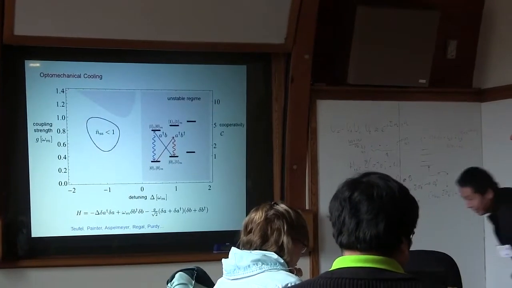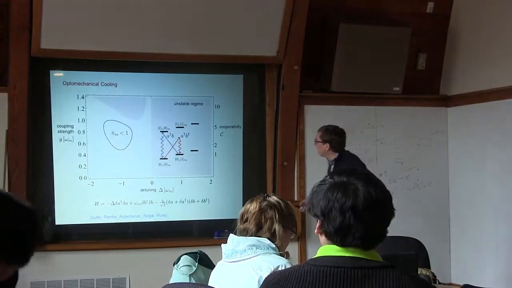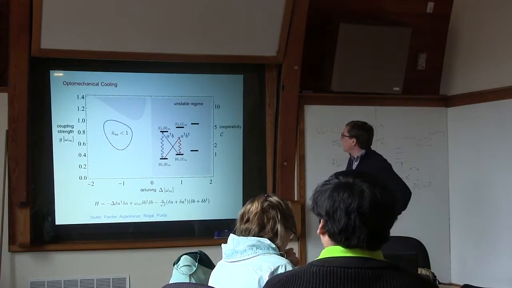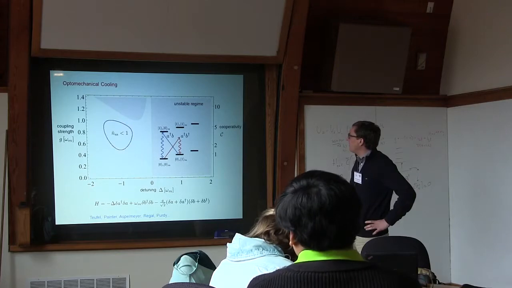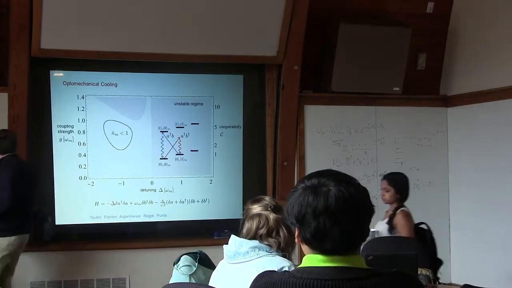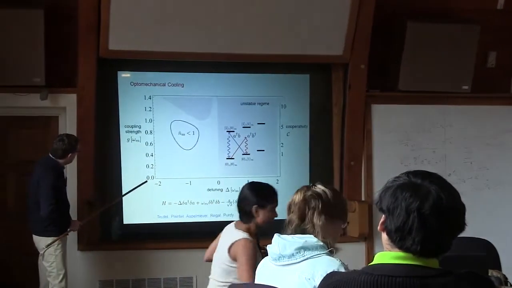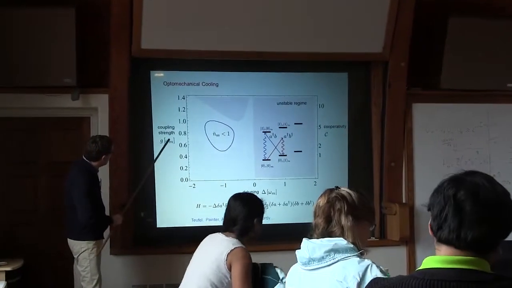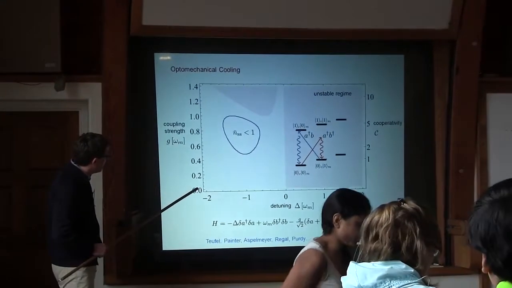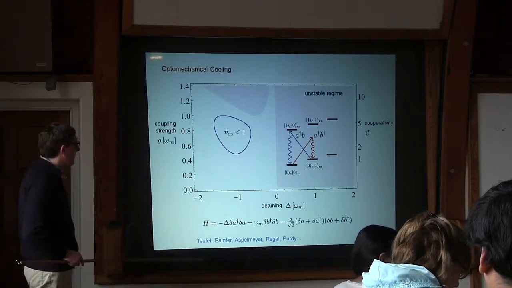Let me remind you of where we stopped yesterday. I explained to you this phase diagram, the mechanical phase diagram, where on that scale we have the optomechanical coupling strength in units of the natural mechanical resonance frequency, and that is the laser detuning from the cavity resonance.